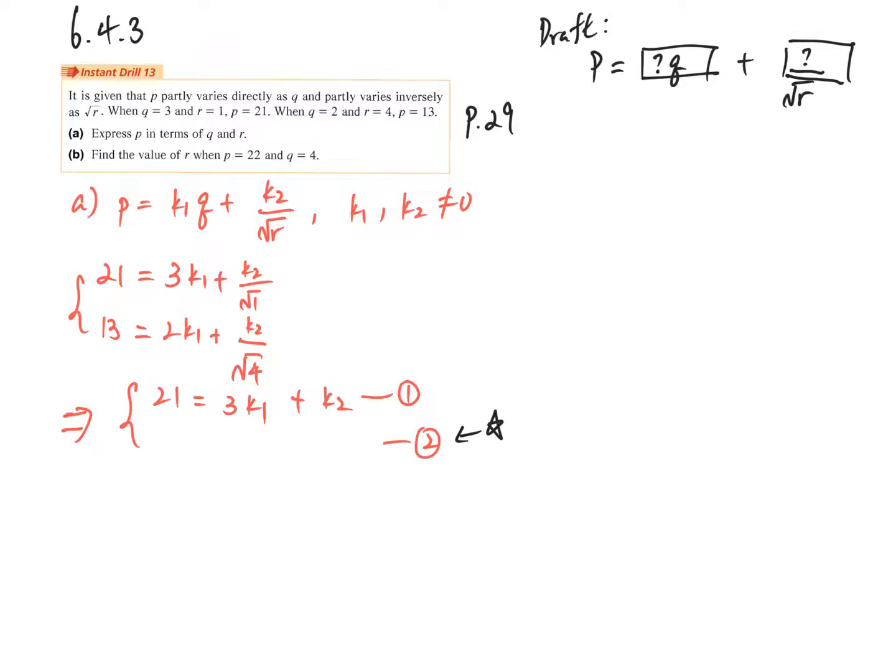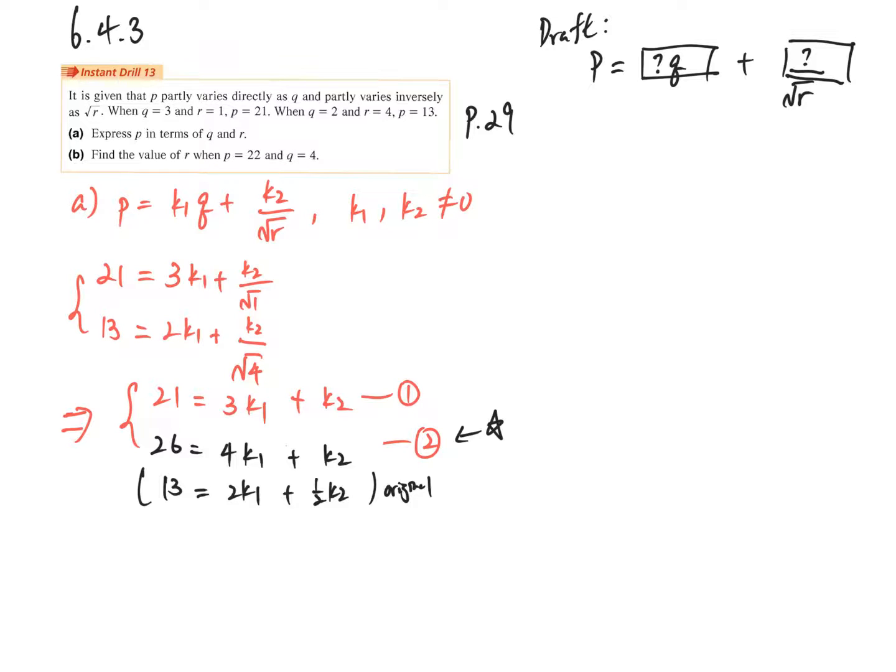We multiply 2 to the whole formula, and it gives us 26 equals 4K1 plus K2. Originally it is 13 equals 2K1 plus 1 over 2 K2, but we don't need to write that down when we solve these questions. We can directly write 26 equals 4K1 plus K2, which makes our calculation simpler.